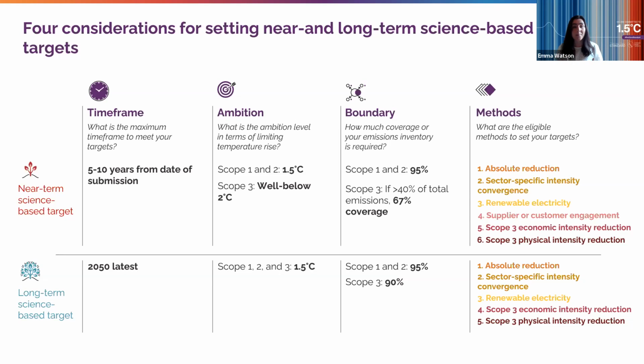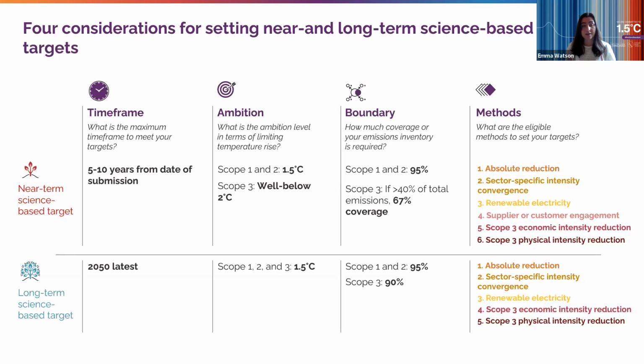When we're looking at the ambition level of these targets, so here we're talking about what temperature goal the target needs to align to. For near-term science-based targets, their scope 1 and 2 target should align with 1.5C, and their scope 3 target should align with well below 2C. In the long term, all targets need to align with 1.5C across all scopes.